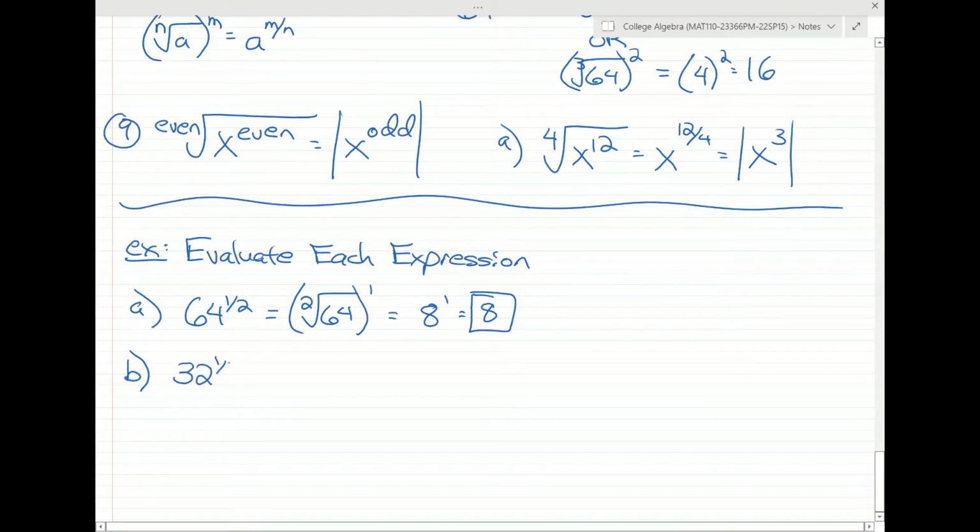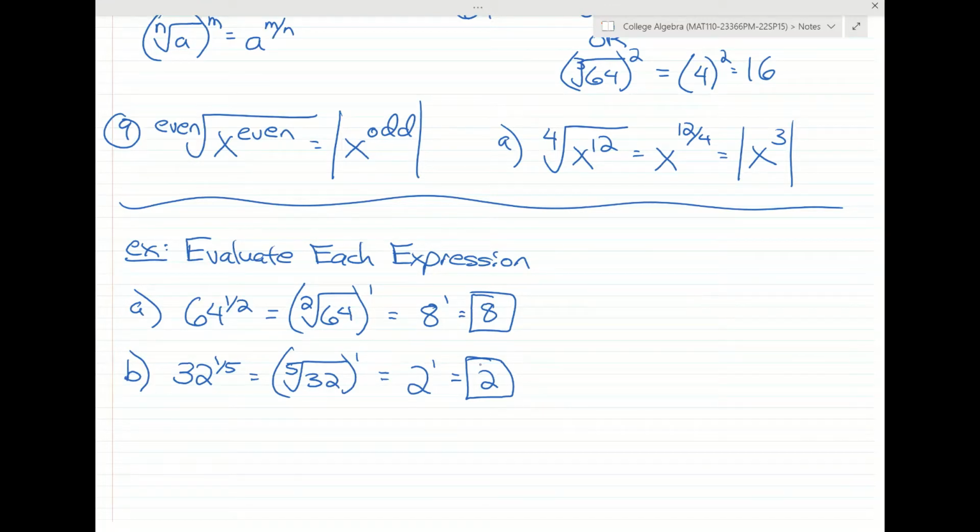32 to the 1/5 power is the 5th root of 32 to the first. 5th root of 32 is just 2. The denominator of a fractional power is just the index of the radical.